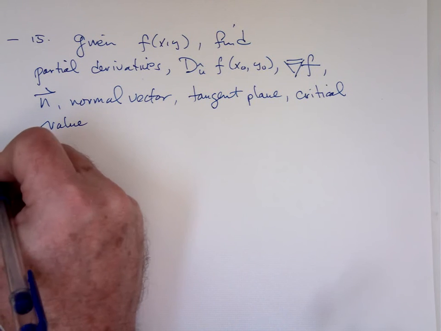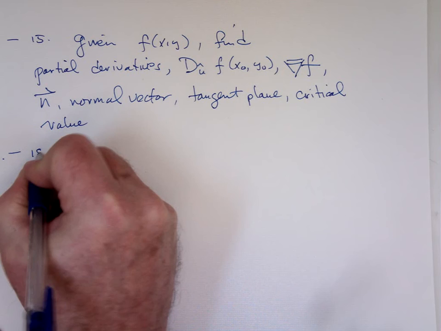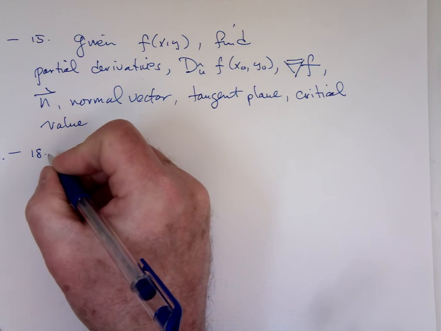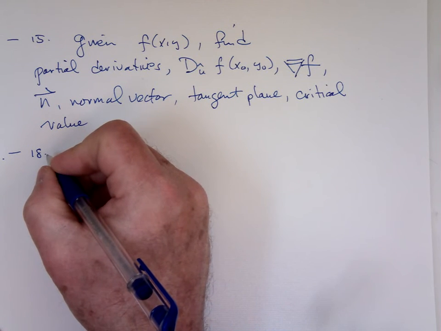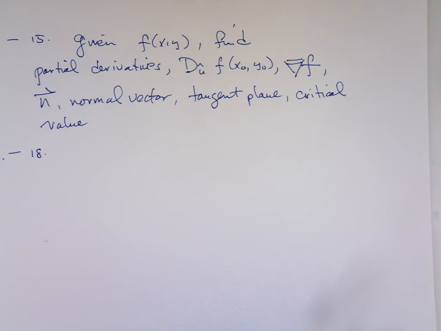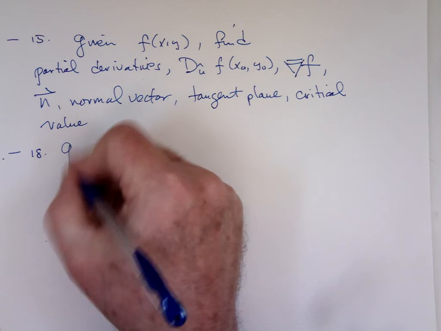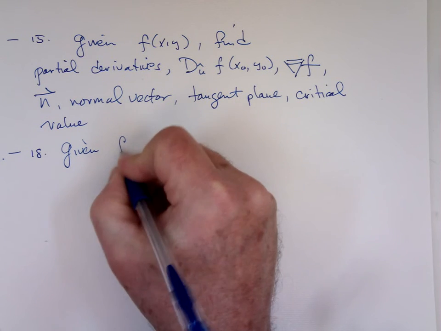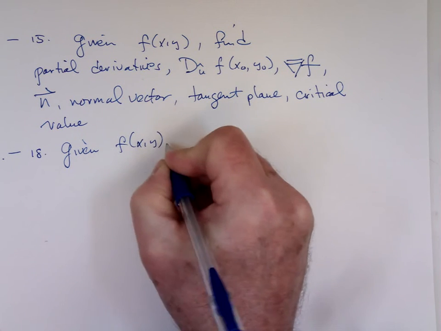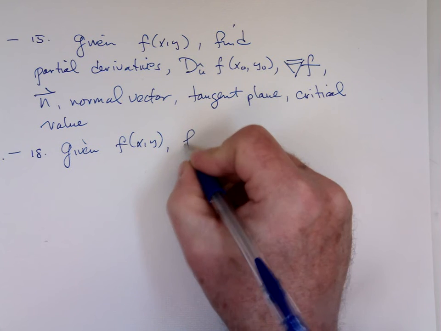16 through 18. So the 10 through 15 will be exam 3, functions of 2 variables. 16 through 18 is another function of 2 variables, but now we've got a double integral. So, given a function, I'm going to ask to find the double integral.